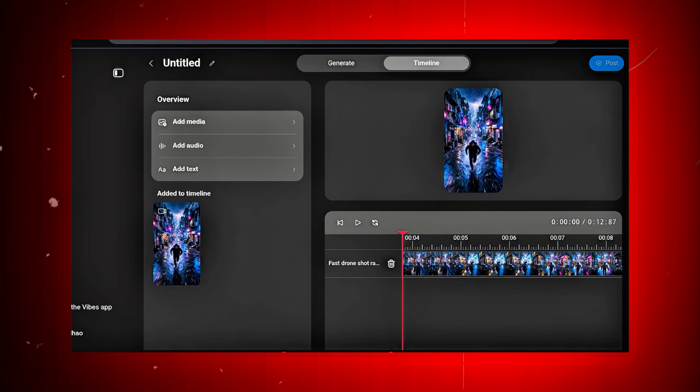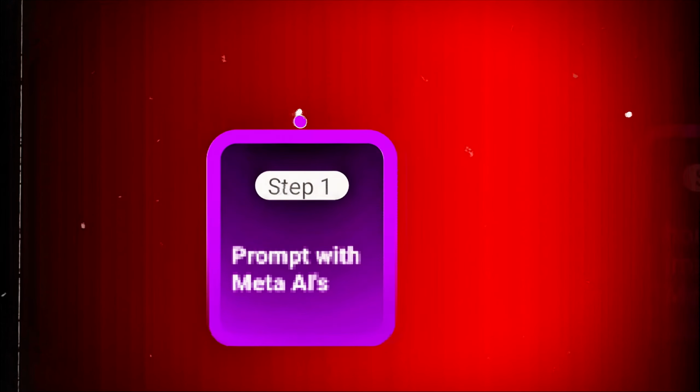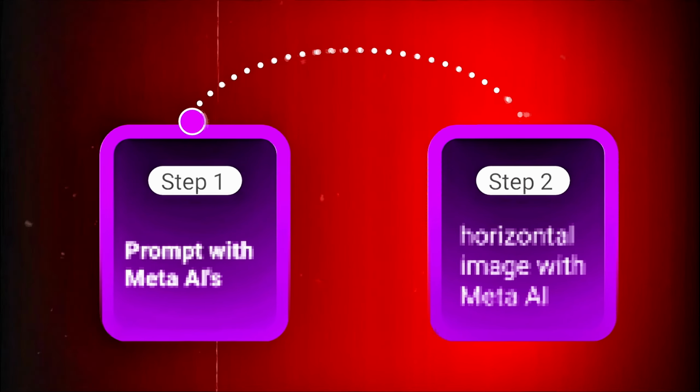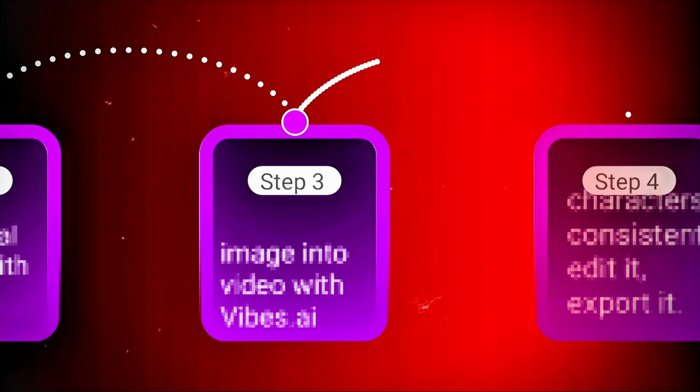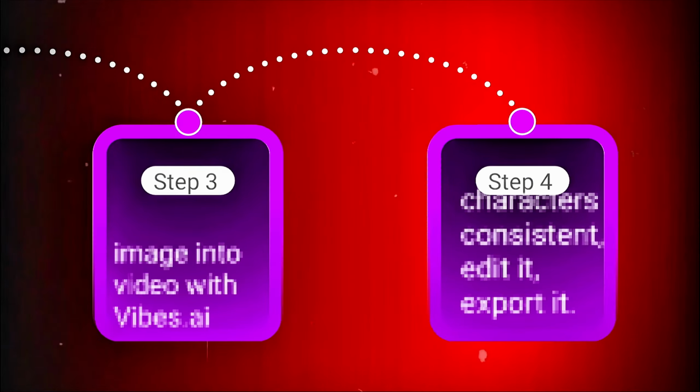One quick reality check. So here's the full workflow. Prompt with Meta AI's text model. Generate a horizontal image with Meta AI. Turn that image into video with Vibes.ai. Extend it. Keep characters consistent, edit it, export it.